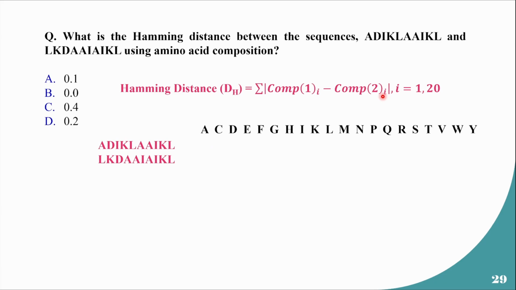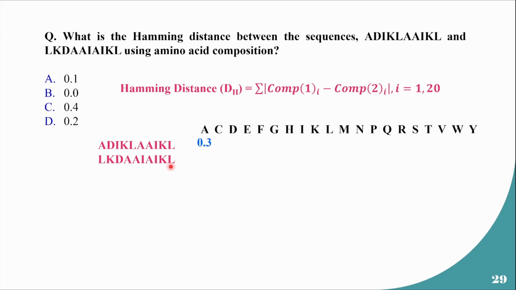So if we take a look at, for example, this one, all of these amino acids I have listed here, the total 20 amino acids are here. Let's say for alanine, how many alanines are in the first sequence? We have 1 here, 2 here, 3 here, right? So a total of 3 divided by 10, because it is 10 in length. So 3 divided by 10 is 0.3. Let's consider that as composition. So 0.3 for sequence 1 for alanine.